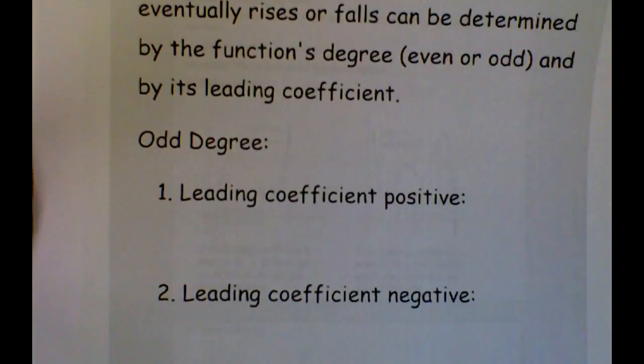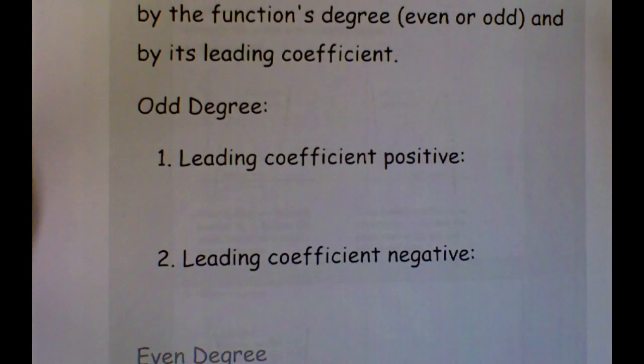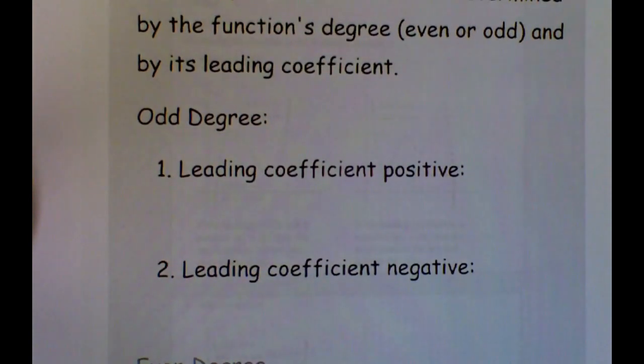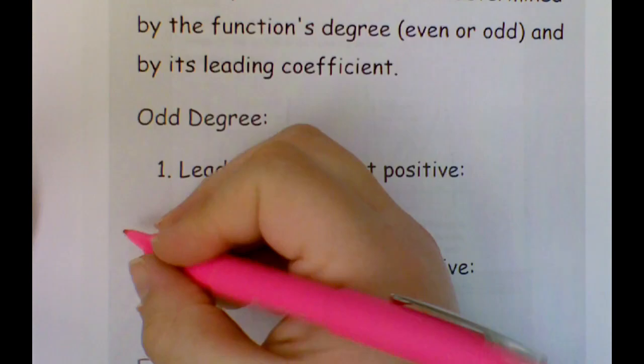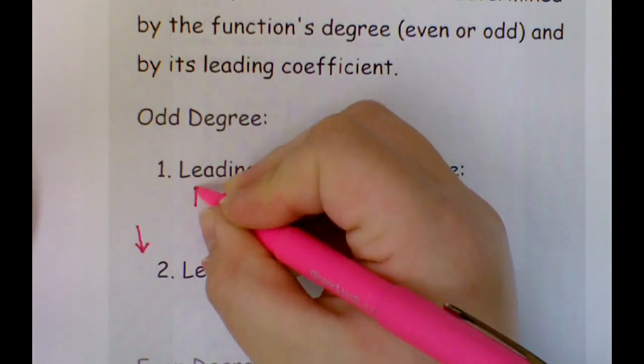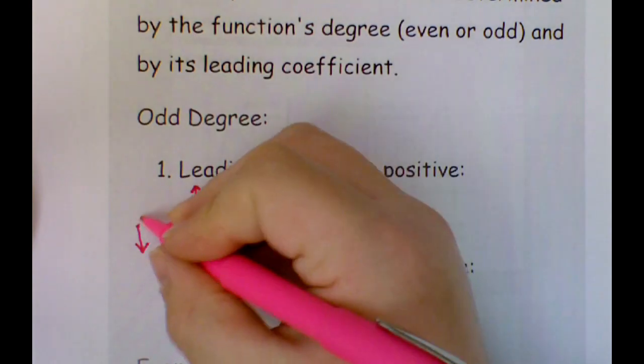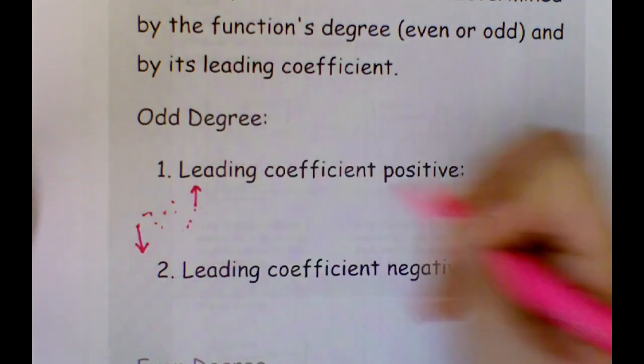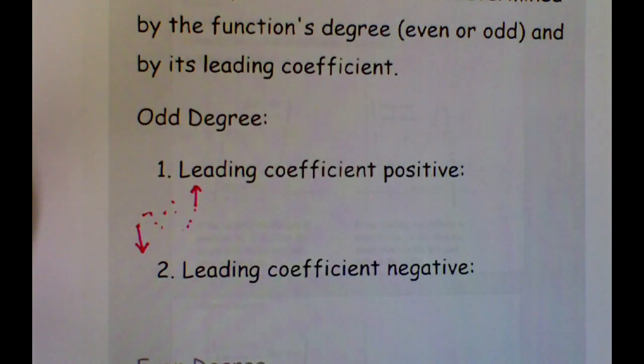So if the degree is odd and your leading coefficient is positive, your graph is going to go down on the left side and up on the right side. I don't know what it's going to do in the middle here. It's going to do something, but the left will go down, the right will go up.